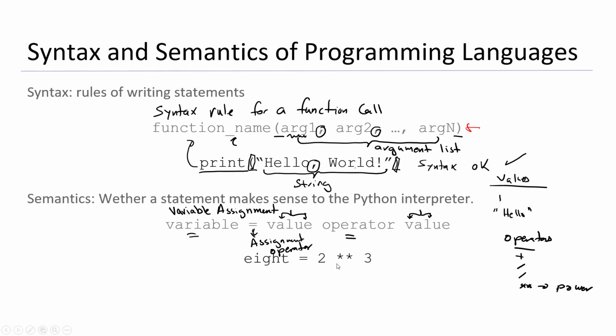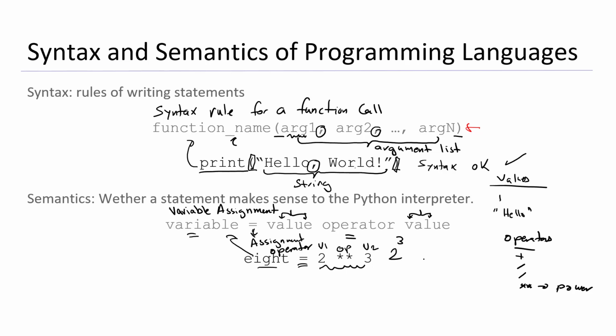And here is one statement. So 8 equals 2, and this is power. This is basically saying take 2 and calculate the value of 2 raised to the power of 3. So 8 is the variable in this case. This is the assignment operator. This is the first value, so we'll call this v1. This is the second value, and that's v2. And this is the operator in the middle.